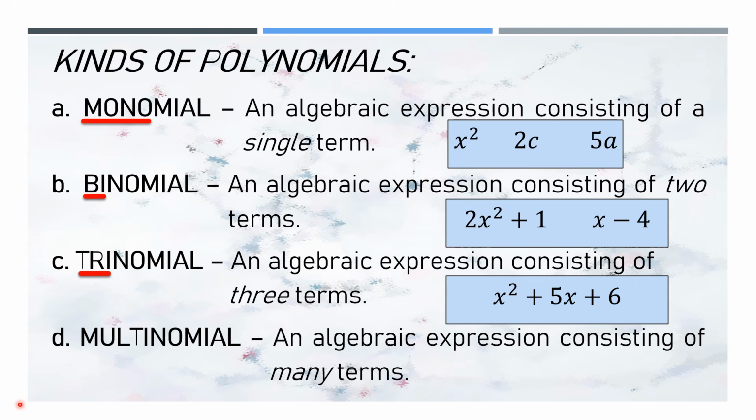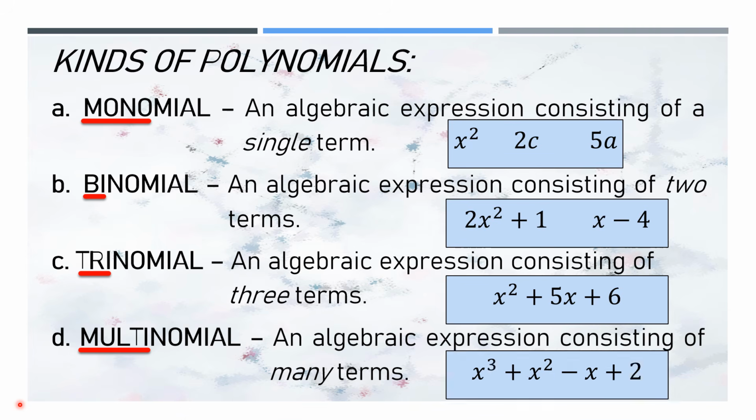And the last kind of polynomial is the multinomial. Multinomial is an algebraic expression consisting of many terms. The keyword is multi. When we say multi, it consists of four or more terms, like this one: x cubed plus x squared minus x plus 2. X cubed here is the first term, positive x squared is the second term, negative x is the third term, and positive 2 is the fourth term. So this expression is an example of multinomial.